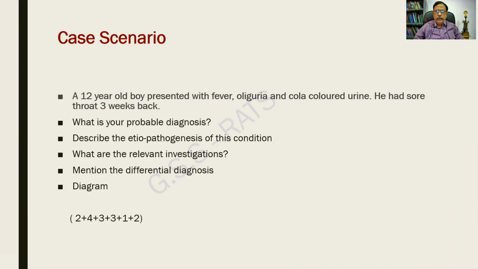This is a case scenario, and I hope you will be able to follow it. A 12-year-old boy presented with fever, oliguria, and cola-colored urine. He had a history of sore throat 3 weeks back. What is your probable diagnosis? Describe the etiopathogenesis. What are the relevant investigations? The differential diagnosis, and the diagram for this condition. The breakup in the marks is given below.